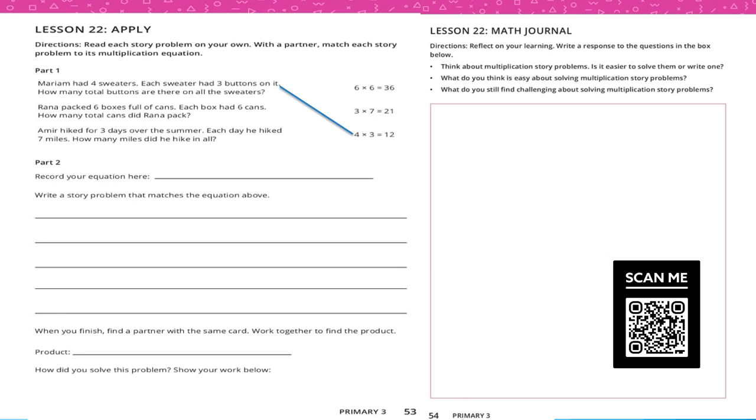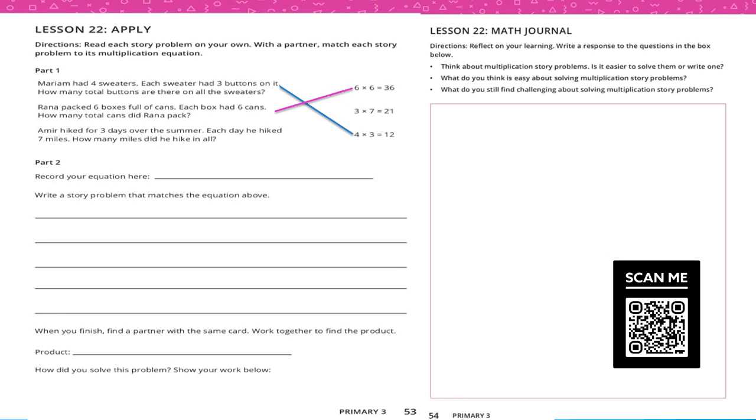The second one, Rana packed 6 boxes full of cans. Each box had 6 cans. So she had 6 boxes full of cans. Each one box contains 6 cans. How many total cans? So we will multiply 6 times 6 equal 36.